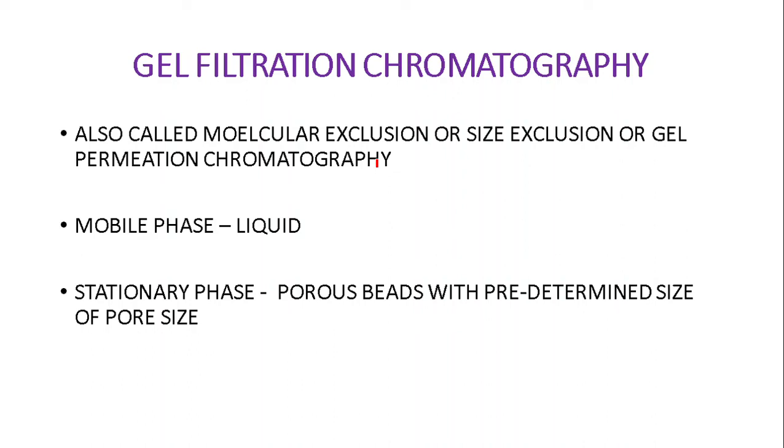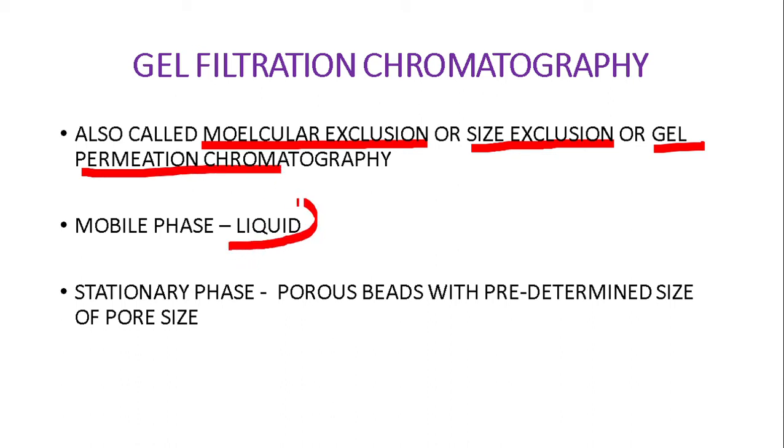Now we are entering into gel filtration chromatography. This method is also called molecular exclusion chromatography, size exclusion chromatography, or gel permeation chromatography. Basically, this is used for the estimation of the molecular size of the components being separated.